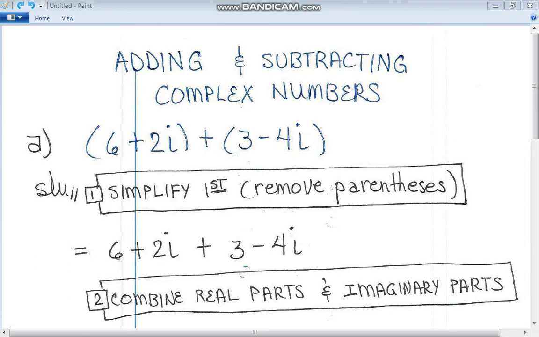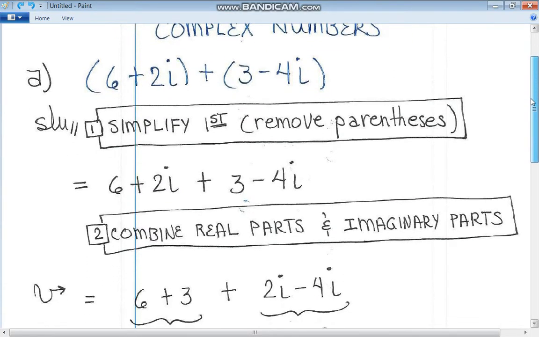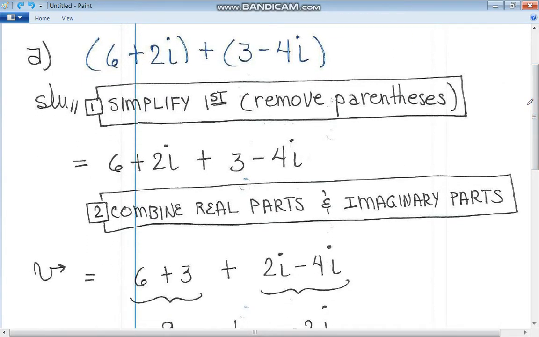Now we're going to add and subtract complex numbers. Basically, what we're doing is adding the real parts together plus the sum or difference between the imaginary parts. So we are given these two complex numbers in proper standard form, a plus bi. We have 6 plus 2i, the first complex number, plus the second complex number, 3 minus 4i.